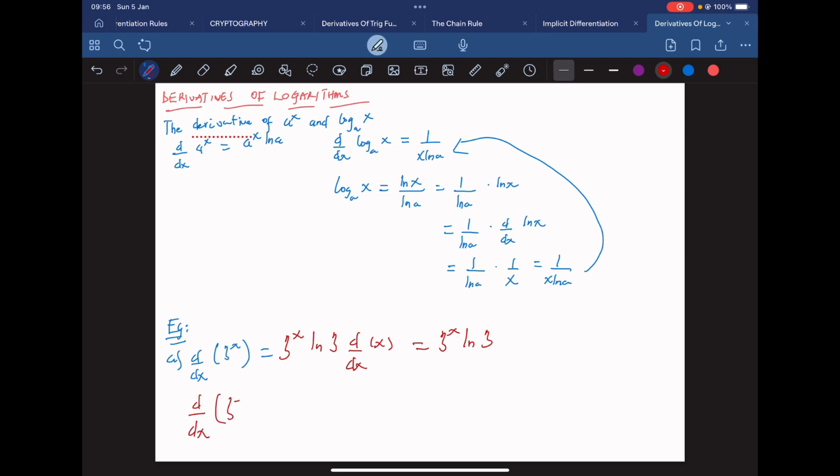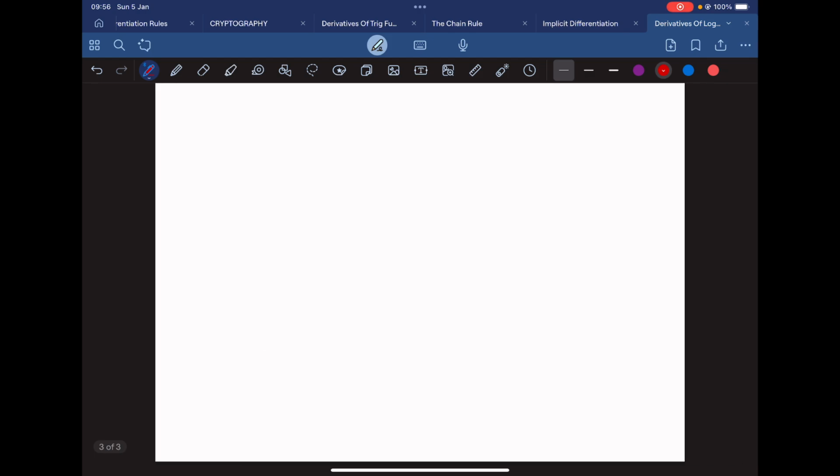Now instead of x, we have negative x. So remember, the first thing is to write 3^(-x), then ln of the constant, which is 3. Then you differentiate the exponent. Now the exponent is negative x, so if we differentiate, it becomes negative 1. Then you multiply by it. So this is just negative 3^(-x) ln 3. Okay, let's look at a different one.